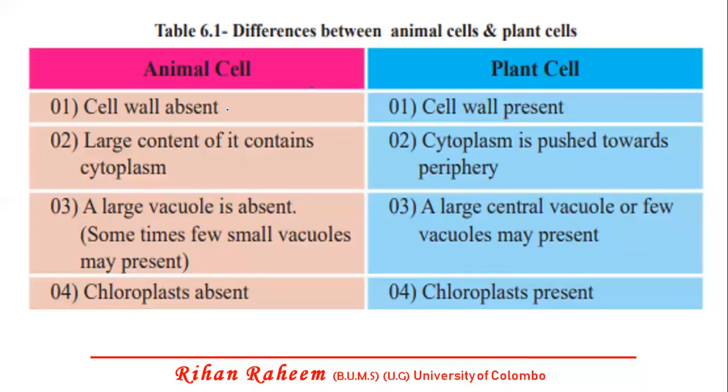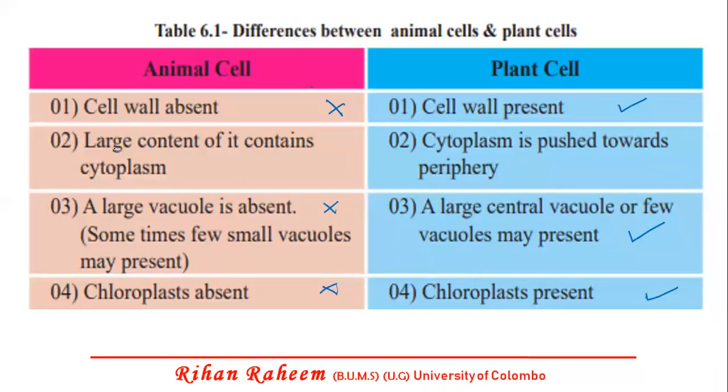Here they have given four. Cell wall is absent in the animal cell, but it is present in the plant cell. The animal cell contains a large amount of cytoplasm, whereas in the plant cell the cytoplasm is pushed to the periphery. Then large vacuole is absent in the animal cell; a large centralized vacuole is present in the plant cell. Chloroplast is absent in the animal cell; chloroplast is present in the plant cell. So I have put ticks now. Those are the three main ones.